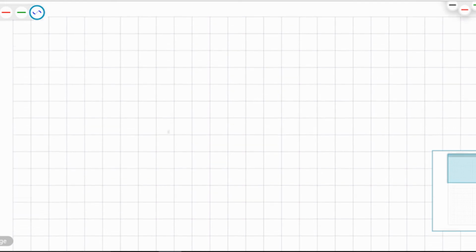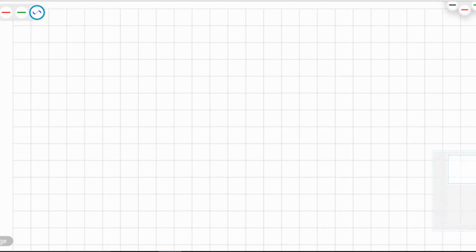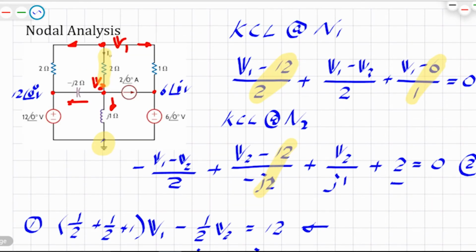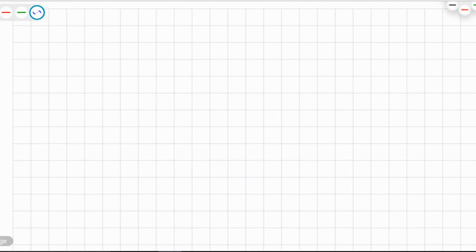So finally, I0, let's look at the original circuit here. I0 is what we're interested in, and I0 is the current going from node 1 to node 2 through the 2 ohm resistor. So I0 is equal to the potential difference, which is V1 minus V2, divided by the 2. So finally, I0 is equal to V1 minus V2 divided by 2.